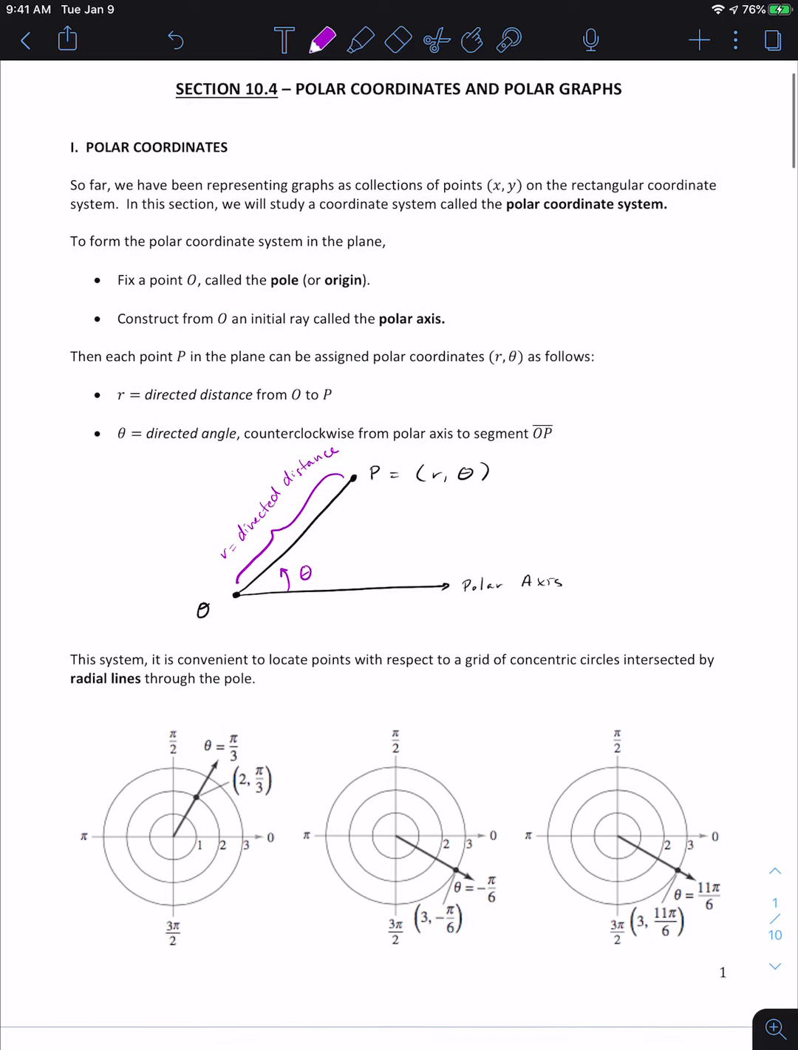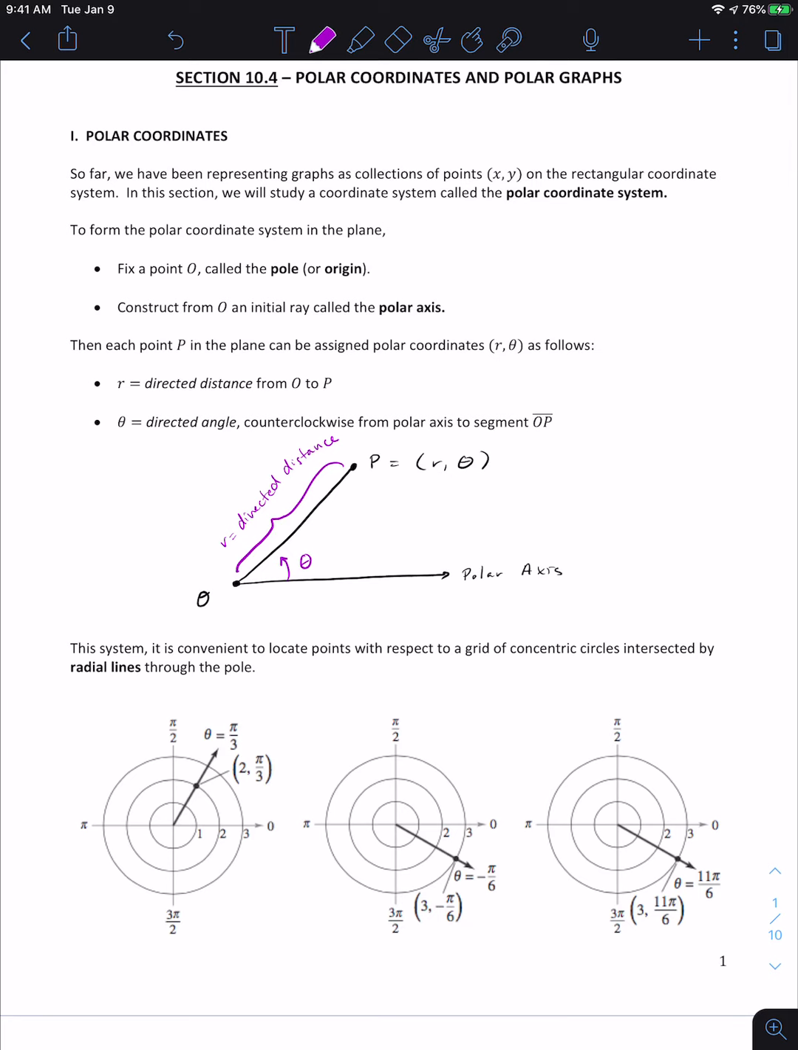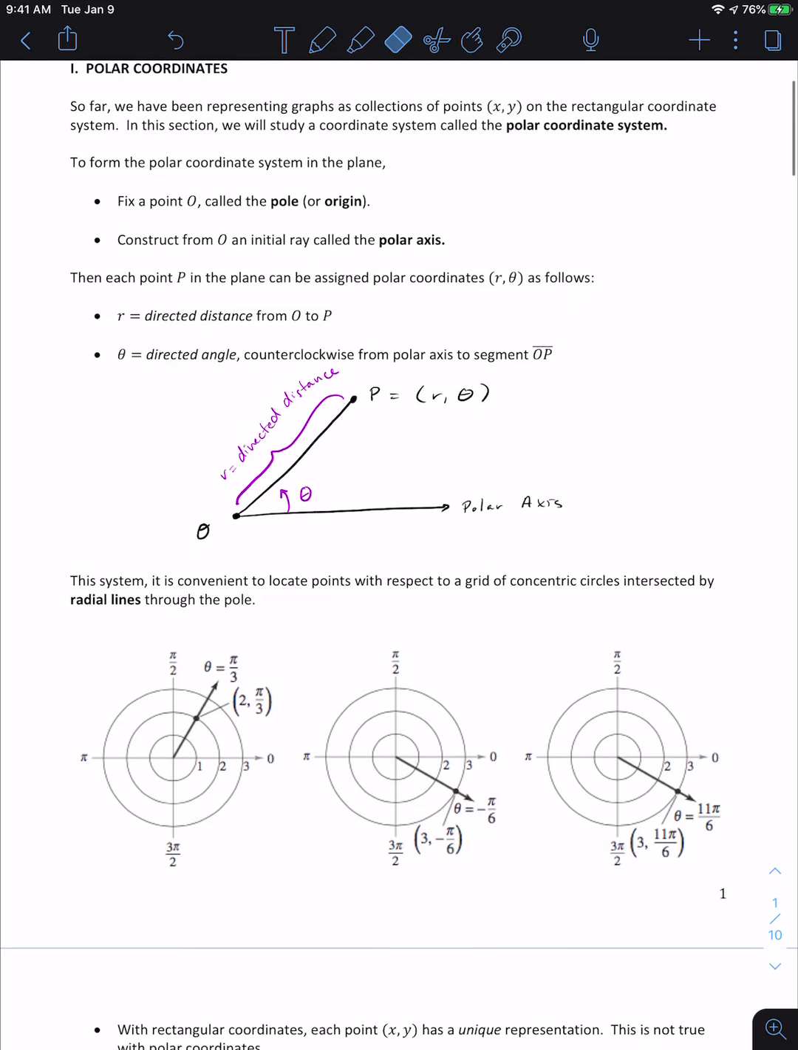In this type of system, unlike the rectangular coordinate system, which is more like a grid, where we plot points by going to the right however many x values and up or down however many y values, here in the polar coordinate system it's more convenient to think about points with respect to a grid of concentric circles. Because every point is listed as a radius and a theta: r is the directed distance from the origin or the pole to your point, and theta is the angle from the polar axis. So we should think of the points as lying on concentric circles instead of a grid, like in the rectangular coordinate system.